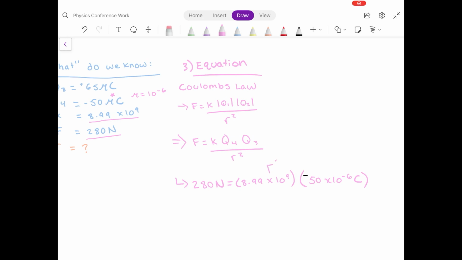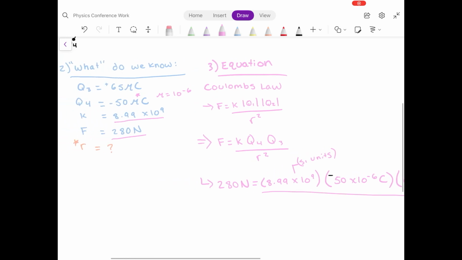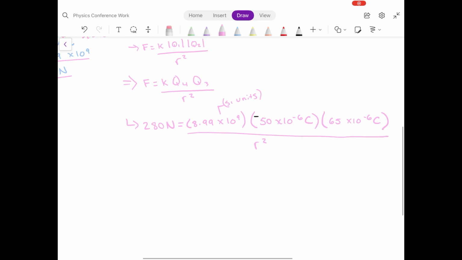And I'm adding this negative sign just so I can remember if I'm asked to figure out the direction later on. Now I can multiply these numbers by Q3, which is 65 times 10 to the negative 6 coulombs, or 65 microcoulombs. And then I do all of this over R squared. But R is what we're still trying to find. So how we do this is we use a little bit of algebra.